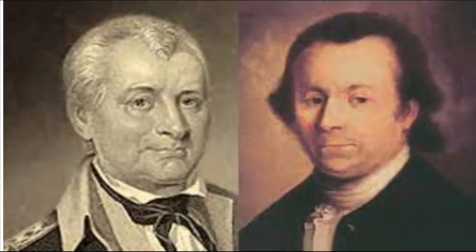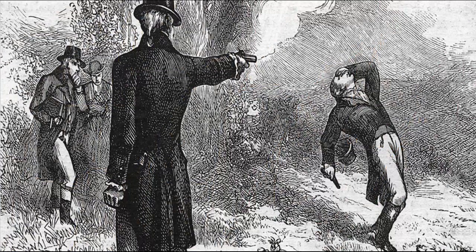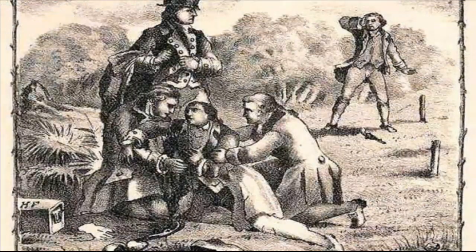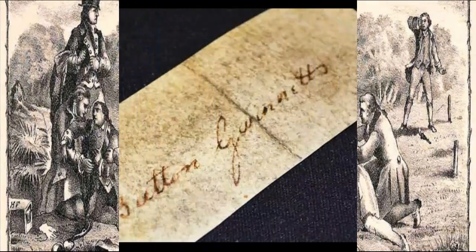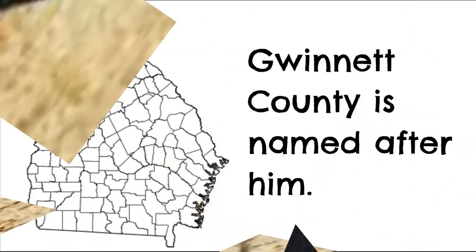His biggest downfall was his political rivalry with Lachlan McIntosh. McIntosh publicly criticized Gwinnett. Then Gwinnett challenged him to a duel. Both men were shot, but Gwinnett's wounds proved to be fatal. Since he died so young and so soon after the Declaration of Independence, his signature today is worth a lot of money. Gwinnett County is named after him.